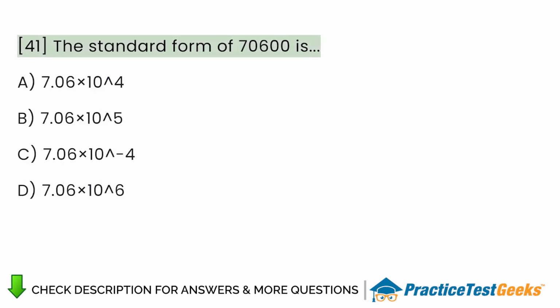The standard form of 70,600 is A. 7.06104. B. 7.06105. C. 7.06102. D. 7.06106.